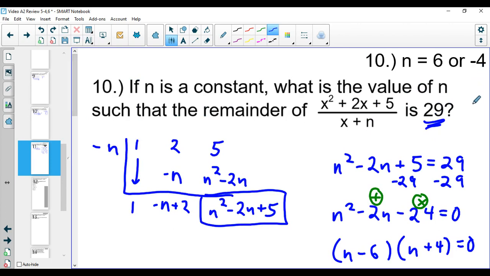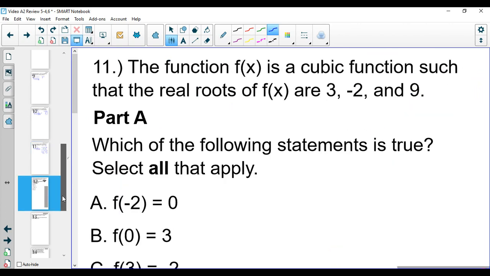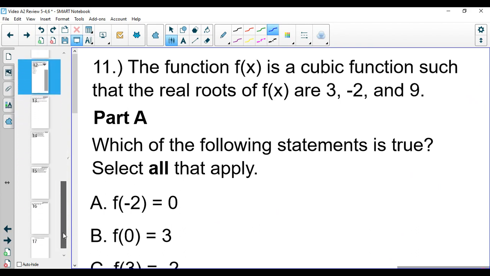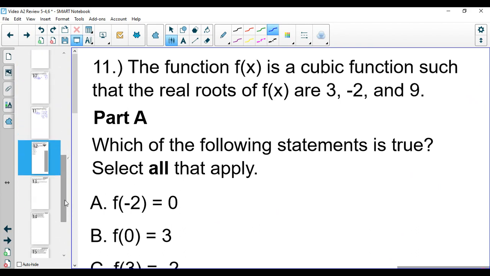That's not what I wanted. 6 and negative 4. All right. Number 11. How many more are there? I've got to start making these reviews shorter. Jeez. All right, number 11. You didn't need to hear that, but we continue.